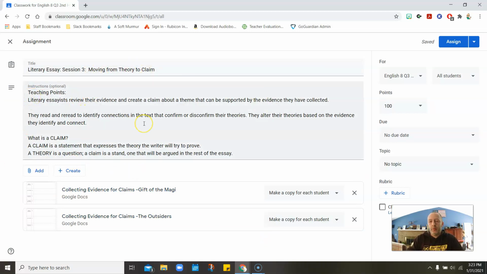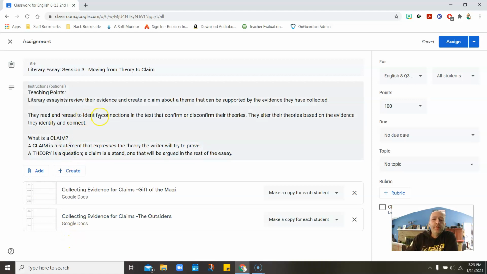So the teaching points, what are some of the things that I want you to know? Well, a literary essayist, that's you, reviews their evidence and creates a claim about a theme that can be supported by the evidence that they have collected. In the last session, our job was to collect evidence. Because we're talking about a novel, there's going to be a lot of evidence that you're going to have to sift through, and you should be rereading parts of that novel to find that evidence.